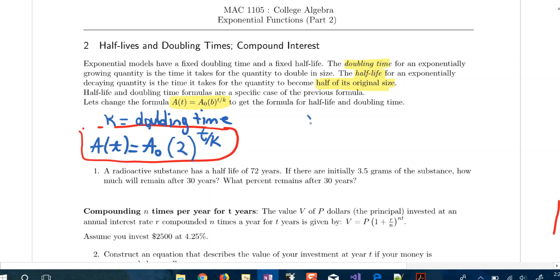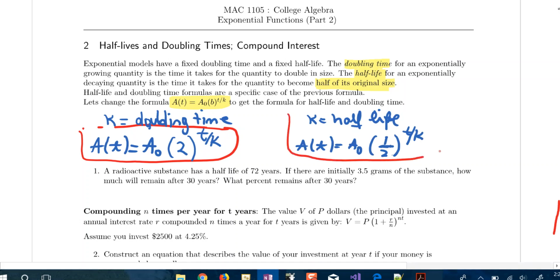Now, if k represents half-life, then what should the formula be? A of t equals A0, what you start with, and then what should b be? The decay factor? Well, it's one half, to the t over k. So k in this case is the half-life.